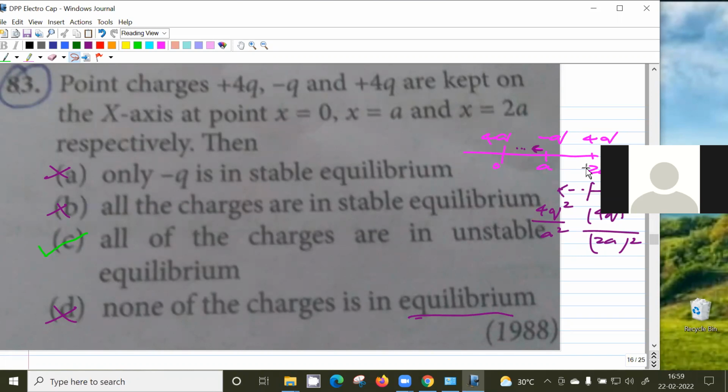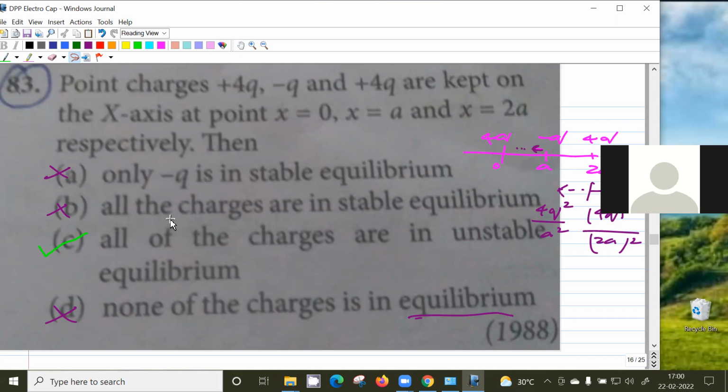So the charge 4q is also in equilibrium. But whether they are in stable equilibrium or unstable equilibrium, that you have to find out. Minus q is in unstable equilibrium because if we move q a little bit towards left, the attractive force due to this left 4q will increase and the attractive force due to this right 4q will decrease. So it will continue to move towards left. So this minus q is in unstable equilibrium. So from that I can eliminate the options. Only minus q is in stable equilibrium, that's not true. Minus q is in unstable equilibrium.